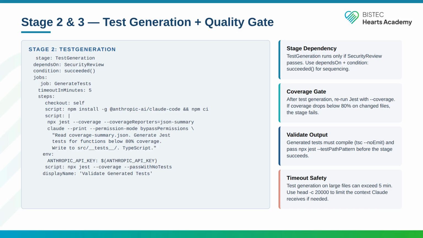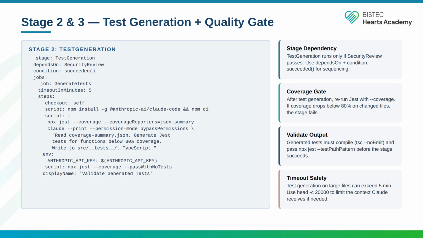The 5-minute timeout for this stage is aggressive for large code bases. If you're consistently hitting timeouts, add head -c 2000 to limit the source context passed to Claude. The coverage JSON is compact. The source files are what drives context length.